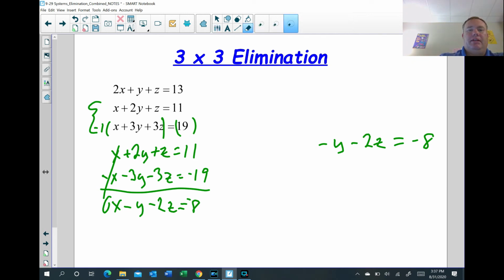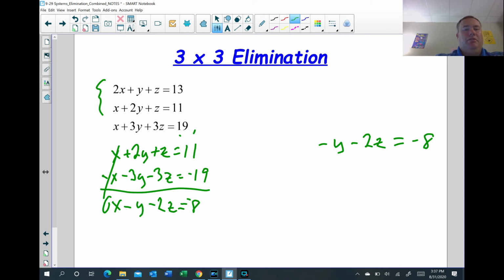Okay? So now, with that in mind, I need to choose 2 different equations. I can't use 2 and 3 again. I can do 1 and 2 or 1 and 3. Okay? And for this one, I'm going to choose 1 and 2. All right? So I'm going to take these 2 right here.